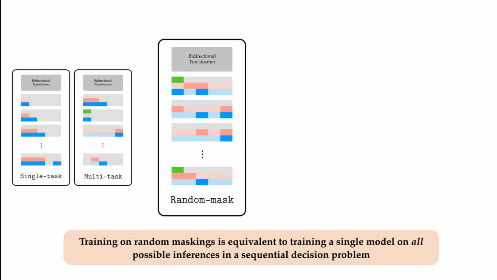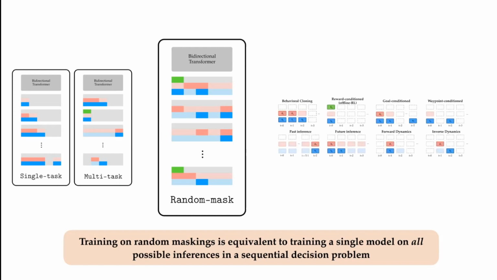The remarkable thing here is that training on randomly masked inputs is essentially equivalent to training a single model on all possible inferences in a sequential decision problem, because all these various specific tasks that can be represented as a masking will eventually come up at training time if you're randomly masking the inputs. They have some probability of occurring. So in a sense, you're training your model on these tasks and many others that are very unlikely, almost equally unlikely to occur. The promise here is quite big: you can train a single model to perform any inference task in a sequential decision problem.